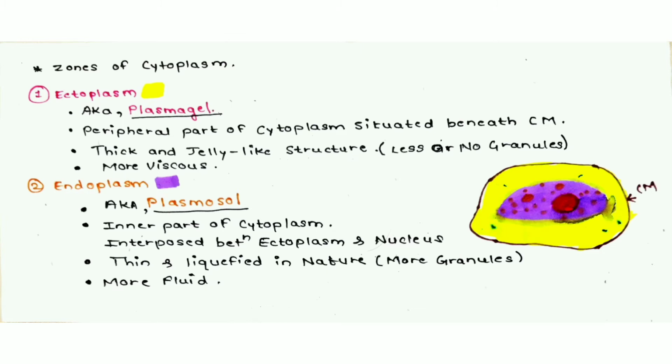The second zone of cytoplasm is endoplasm. The word endo here suggests inner part. So you can say the inner part of cytoplasm which is interposed between the ectoplasm and the nucleus, which is shown in the purple highlight in the figure. It is also known as plasmasol because it is thin and liquefied in nature, having more granules. As it is a sol, it is more fluid and less viscous.